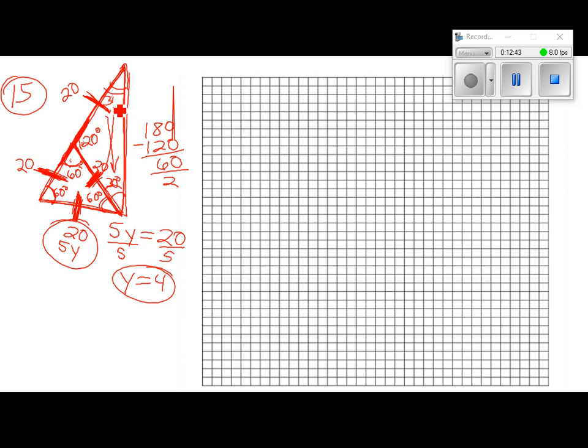This angle's 30. I think they said that this angle was actually x. So what's x equal? 30. Is that a right angle? Apparently not. It really looks like a right angle. I don't see anything in that picture that looks like a right angle.